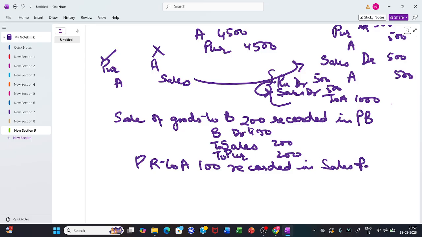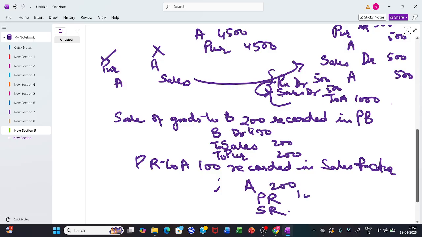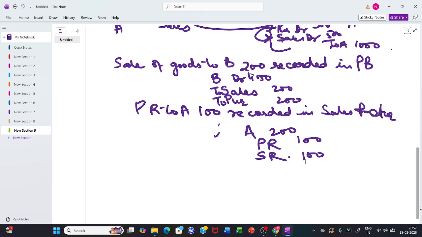What is the correct entry for purchase return? What you do to purchase return, do the same to sales return. Here, double the amount: 200, 100, 100. So that's how these errors of recording at the wrong place are handled.